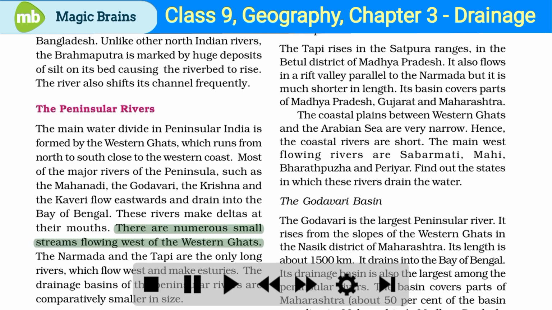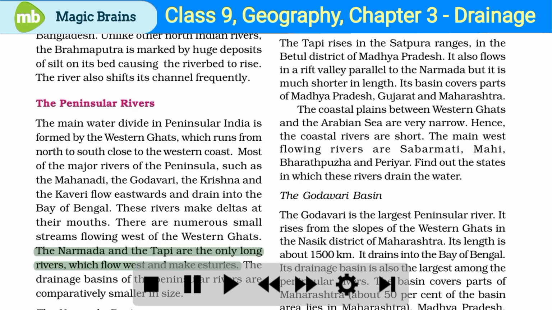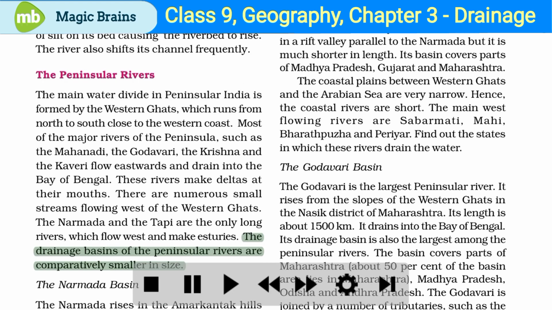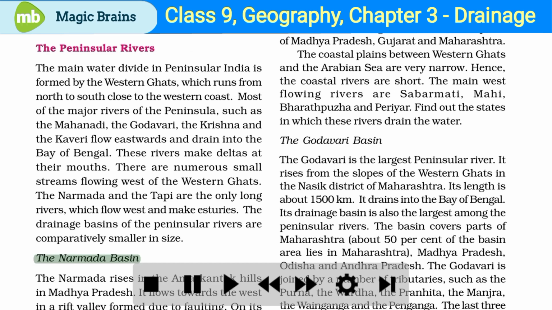There are numerous small streams flowing west of the Western Ghats. The Narmada and the Tapi are the only long rivers which flow west and make estuaries. The drainage basins of the peninsular rivers are comparatively small in size.